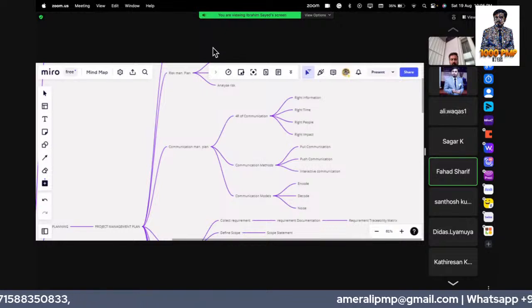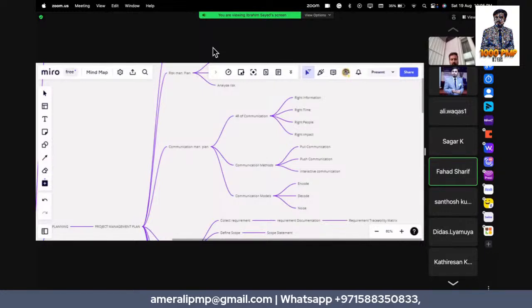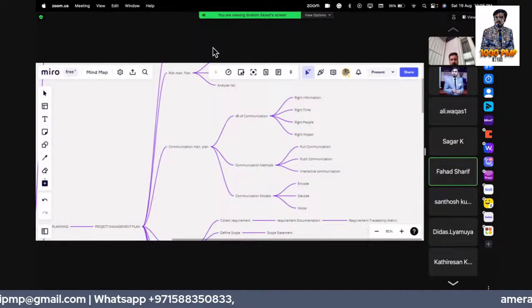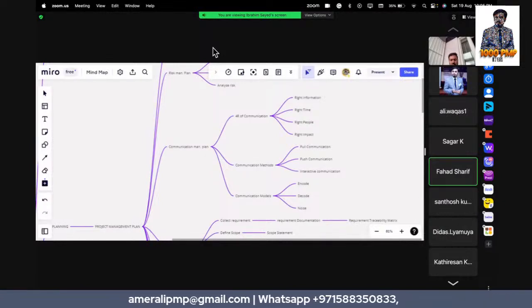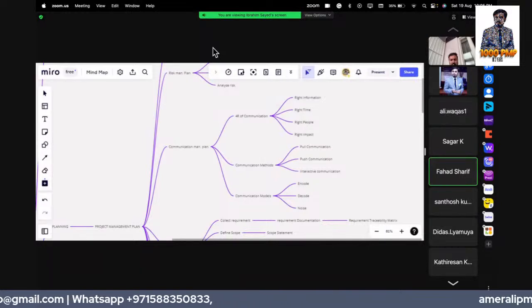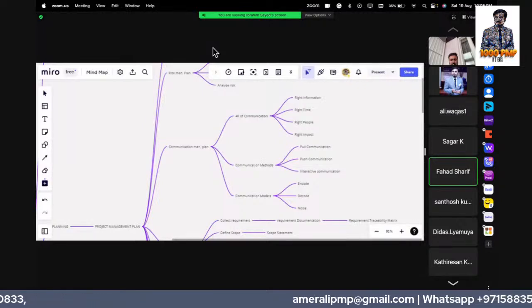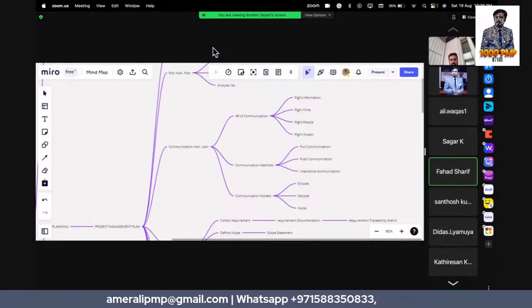For instance, pull communication is when we want something and we ask for it, and push communication is communication that we don't request directly. And interactive communication is two-way communication, which is actually a mixture of both push and pull. We have the communication models, for instance, encode and decode, like the sender and the receiver, and there is noise if some issue arises during that communication.